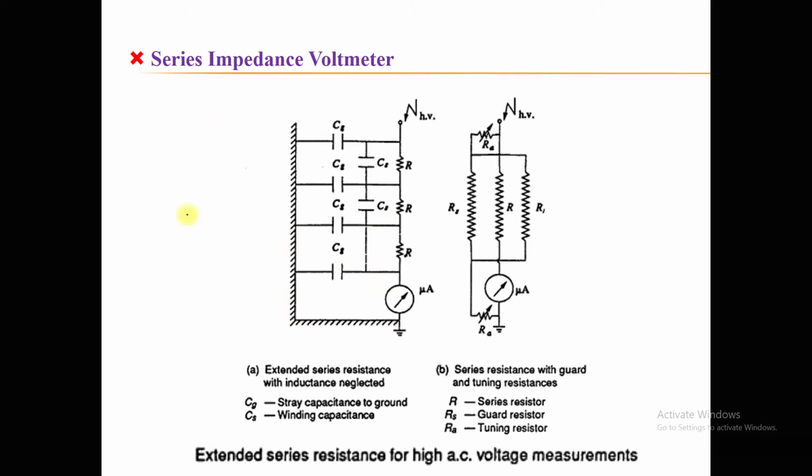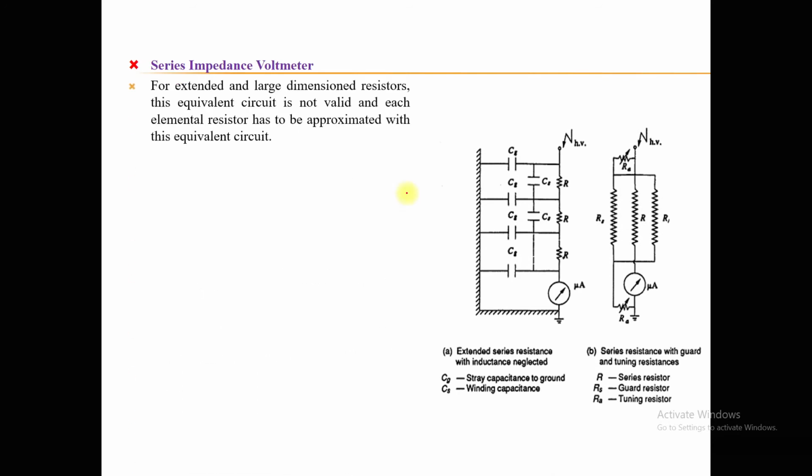Normally this is the extended series resistance for high voltage AC measurement. Let us quickly see this technology. For the extended and large dimension resistance, this equivalent resistance is not valid. So each element resistor has to be approximated by its equivalent circuit. So here you can see this method is not valid for the extended and large dimension resistance.